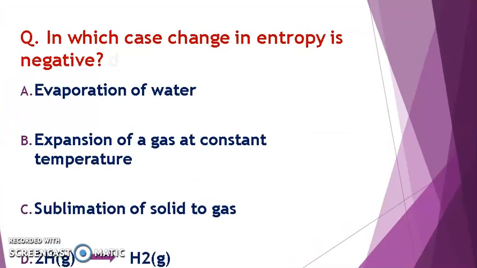Okay, let's go to the second question now. In which case is the change in entropy, that means delta S, negative? The first option is evaporation of water, that means liquid to vapor. Then expansion of gas at constant temperature. Then sublimation of solid to gas, from ice to gas.